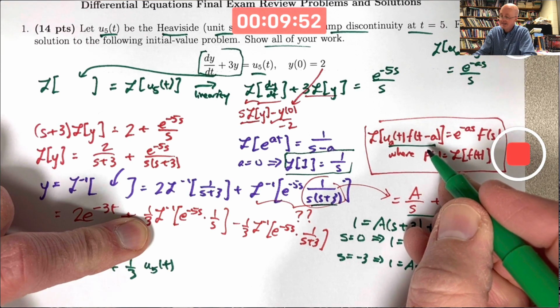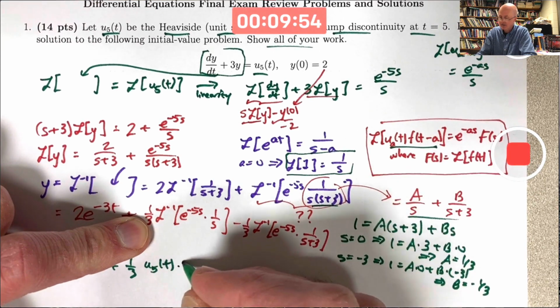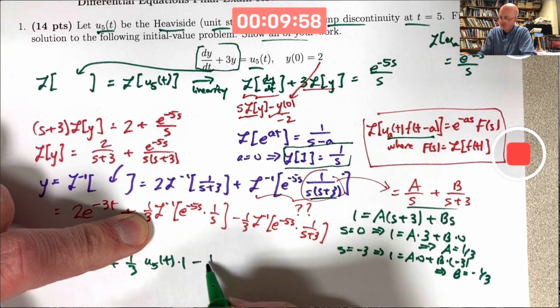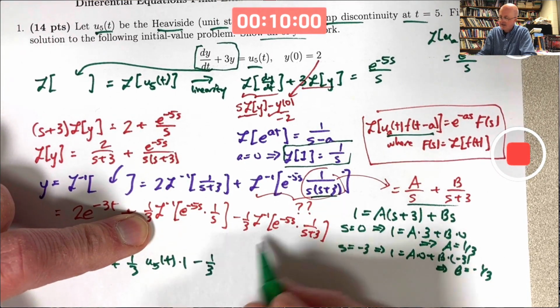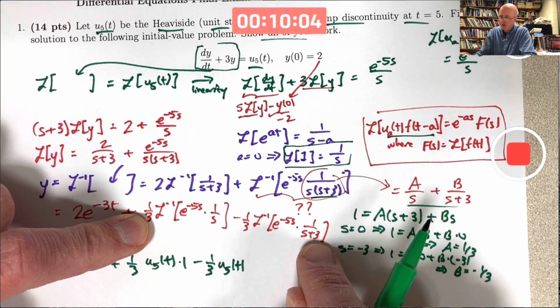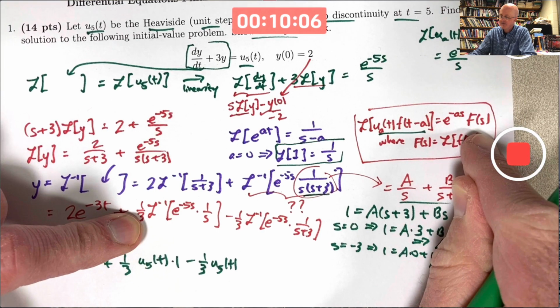Plugging in t minus a doesn't matter. That's just 1. It will be a little trickier for the next one. This is a minus 1/3. Again, the a is 5, u5t. Now I'm looking at this 1 over s plus 3. That's playing the role of the capital F of s.